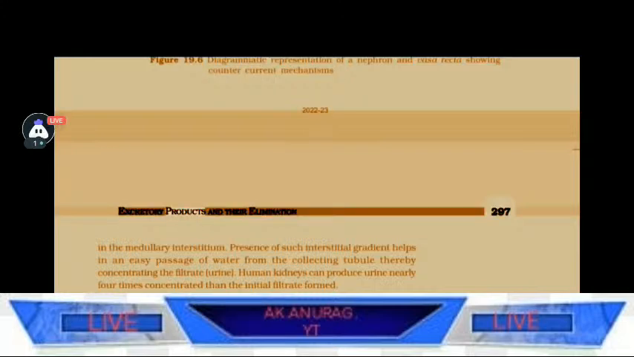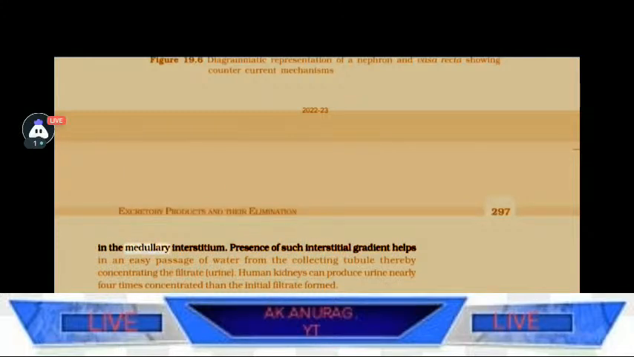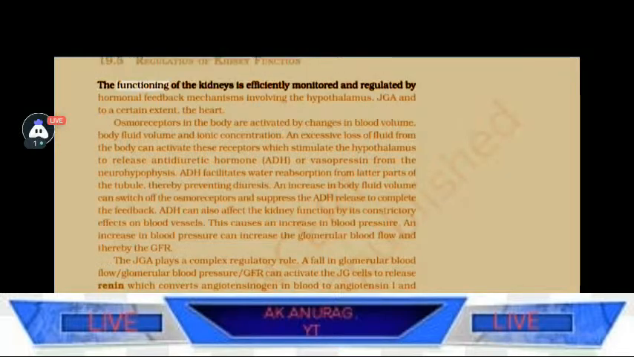Excretory products and their elimination. In the medullary interstitium, presence of such an interstitial gradient helps in an easy passage of water from the collecting tubule, thereby concentrating the filtrate, urine. Human kidneys can produce urine nearly 4 times concentrated than the initial filtrate.